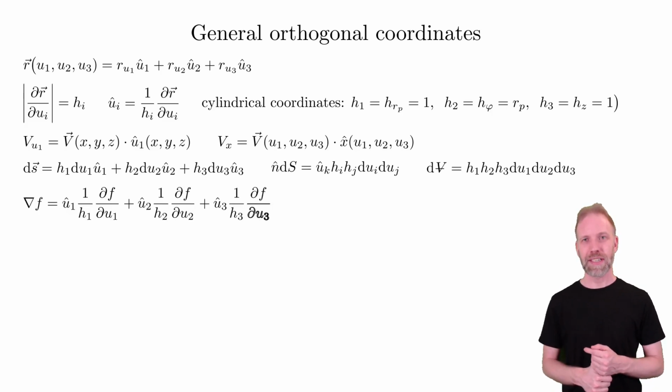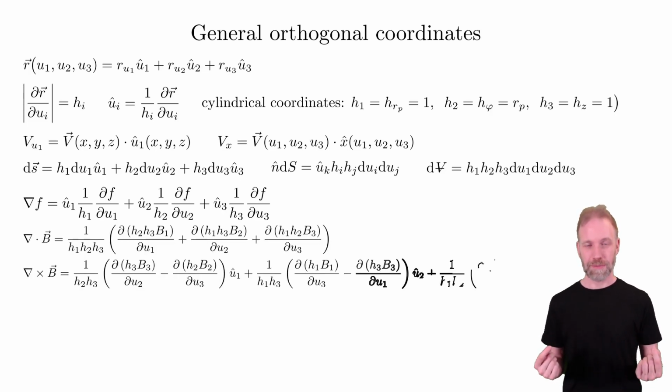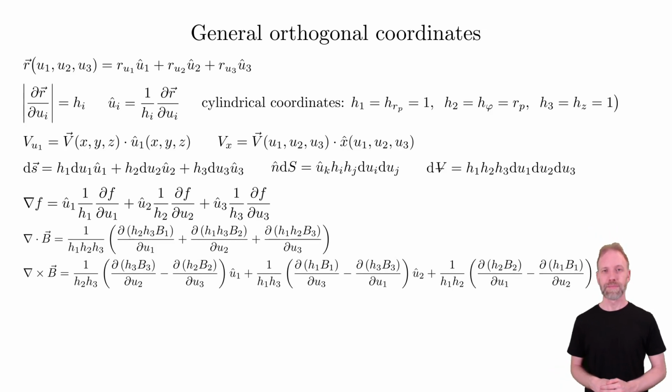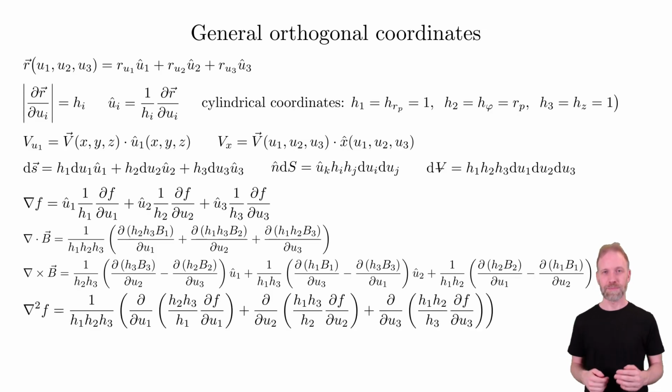Going to derivatives, the gradient is given by. We also have the divergence. And we have the curl. Finally, we have the Laplacian for a scalar. These are all equations we derived for general orthogonal coordinates. We will see another example of how to use these in the next part when we talk about spherical coordinates.